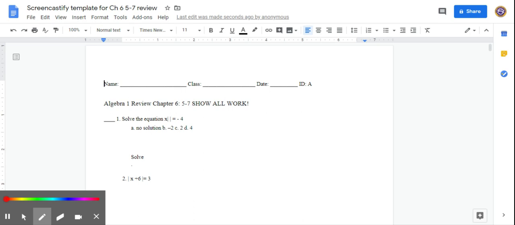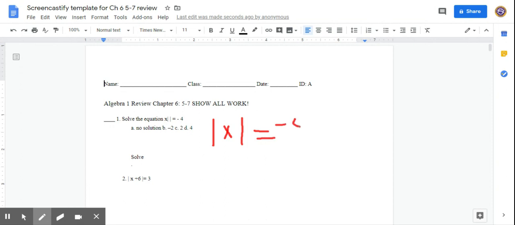I don't know why those absolute values are like that, but anyways, it should say absolute value of x equals -4. So, what do we know about absolute value? Absolute value is always positive. So because this says the absolute value of x equals -4, that's not possible. Remember that the absolute value is a distance a number is from 0. So there's no such thing as a negative distance.